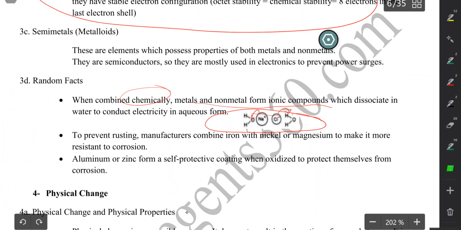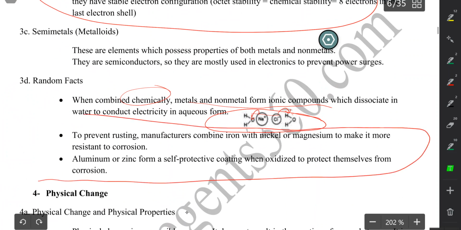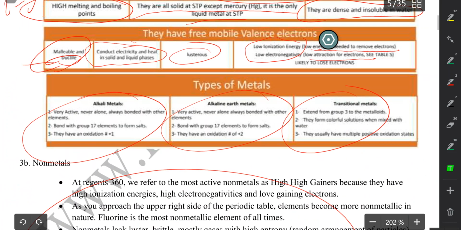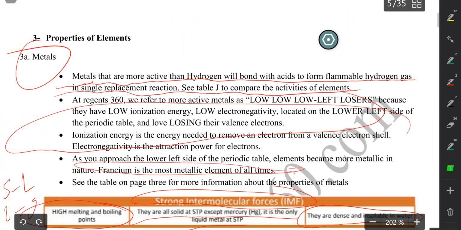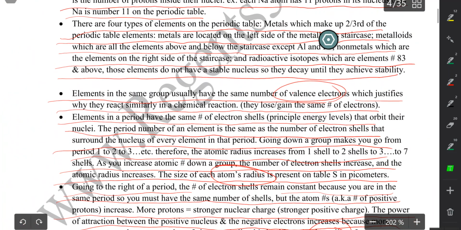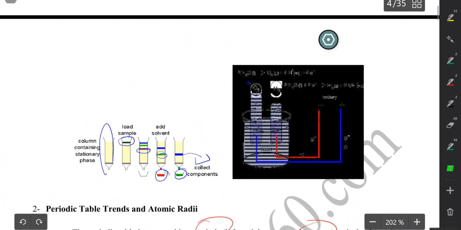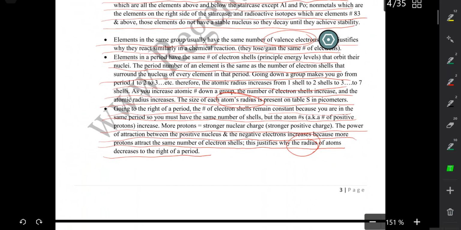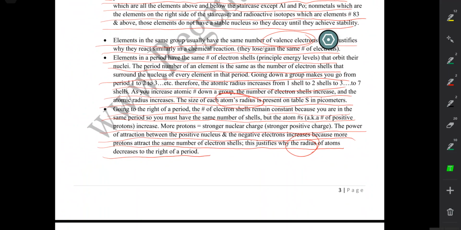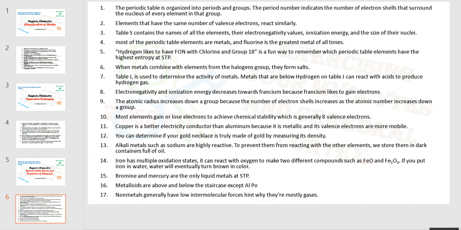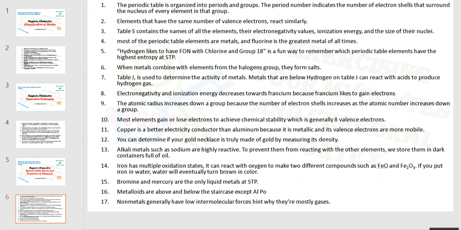Here's some information here that you can read for yourself. Now I think I covered everything for properties of metals and periodic table trends. Now I'm going to go back and show you the questions. Here they are. You can pause the video and try to answer these questions. There are a total of 7. Determine whether the following statements are true or false.